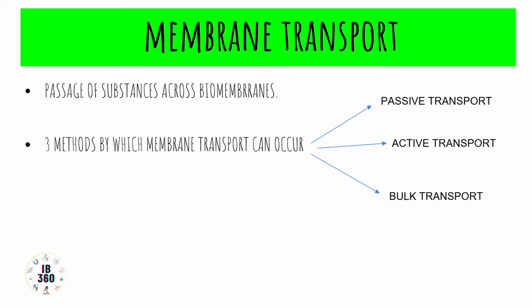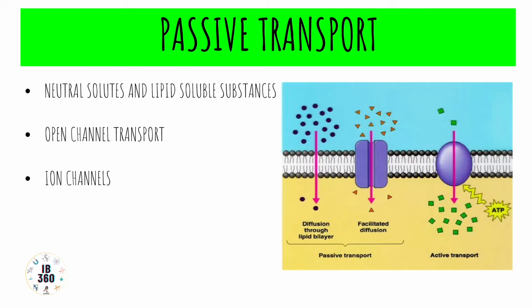There are three classic methods by which membrane transport can occur: passive transport, active transport, and bulk transport. So, passive transport is the one which doesn't require external energy, where substances flow along their concentration gradient from higher to lower concentration across our cell membrane.